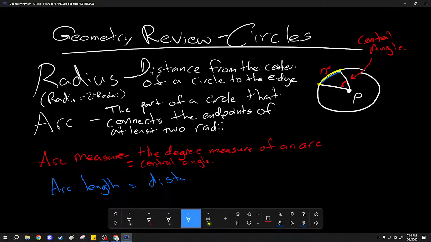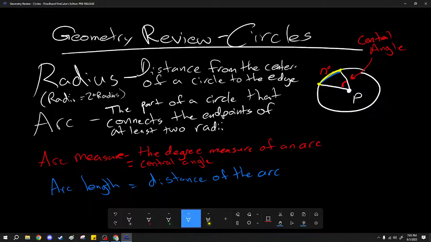Distance of the arc. So again, the measure is like if you're pointing at someone in a circular room and they move from one point to the other. The measure is the angle measurement that your arm essentially pointed at and moved. The arc length is the actual feet that person walked from point A to point B. It's how many steps they took.